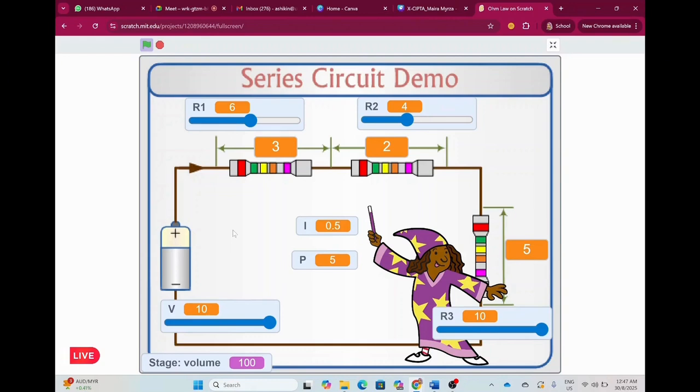From the smallest electronic gadget to massive power grids, engineers and scientists depend on Ohm's law to design, test, and also improve technology. Without it, modern electronics and electricity as we know them would not exist. I hope this presentation has helped you see that Ohm's law is more than just a formula. It's a foundation of electrical science.